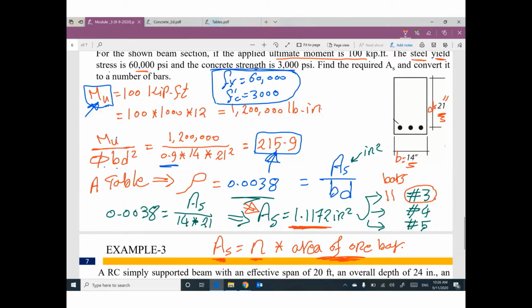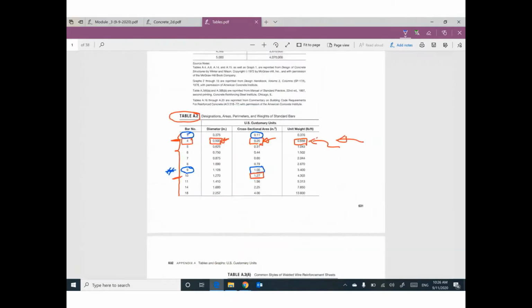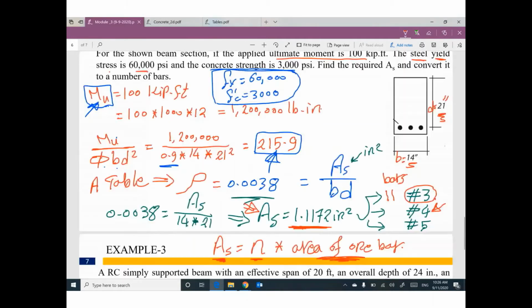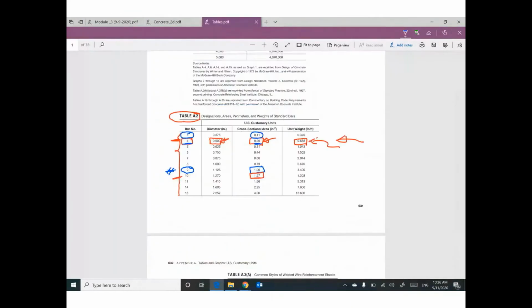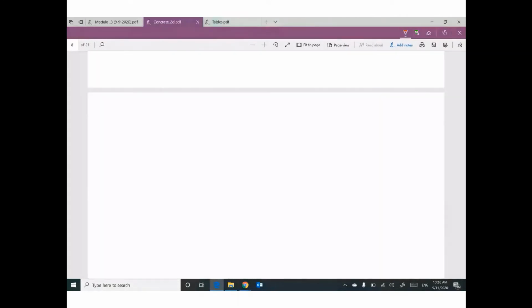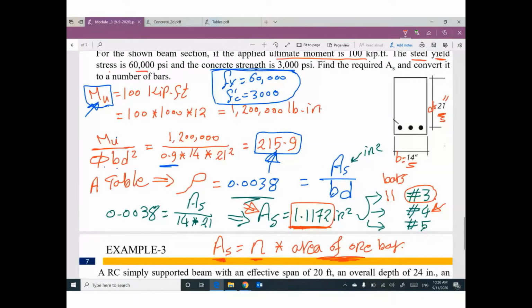Let's try number 4. So I will go to my table. For number 4 bar, the area equals 0.2. So I will divide the area steel, which is 1.1172, by 0.4. Is it 0.4 or 0.2? 0.2, I'm sorry. 0.2. We need 6 bars. Good.